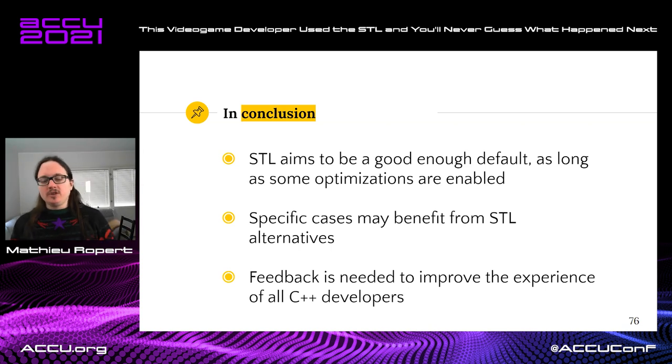Feedback is needed to improve the experience of all C++ developers. So if you figure out something is missing and you want it, for example, I mentioned the paper about small vector somewhere, helping those people get the paper through would probably help everybody get an out-of-the-box small vector or other things in the compiler.